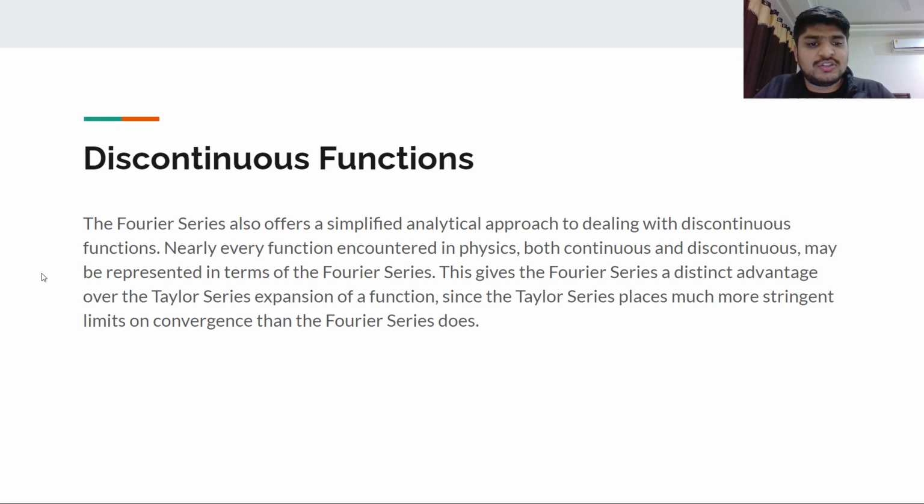The Fourier series also offers a simplified analytical approach to dealing with discontinuous functions. Nearly every function encountered in physics, both continuous and discontinuous, may be represented in terms of Fourier series. This gives Fourier series a distinct advantage over Taylor series expansion of a function, since the Taylor series places much more stringent limits on convergence than the Fourier series does. For example, the Taylor series requires a function to be continuous to be valid.